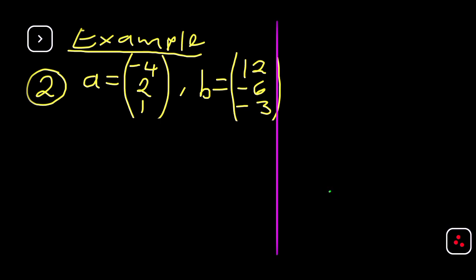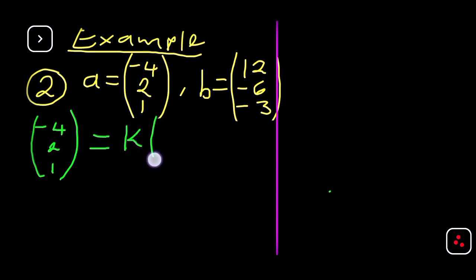So we are going to write the two vectors, vector A, which is (-4, 2, 1), equal to k times vector B, which is (12, -6, -3).